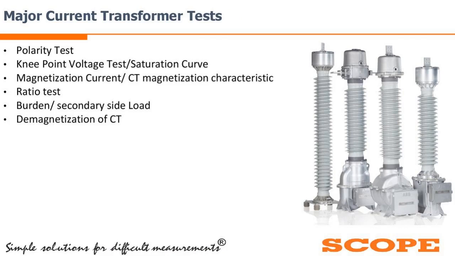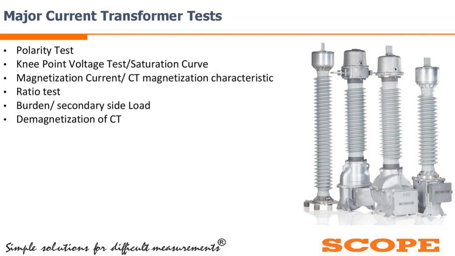Now we will go ahead with what major tests we need to carry out on current transformers. Basically, polarity test is one of the important tests that we need to carry out on a current transformer. After that, knee point voltage, or saturation curve test, is also important. Magnetization curve and CT magnetization characteristics test is also important. Then ratio test of a current transformer. Then burden or secondary side load test is also important. And after the testing, the last test is demagnetization of CT. These are all the tests that we need to carry out on current transformers.